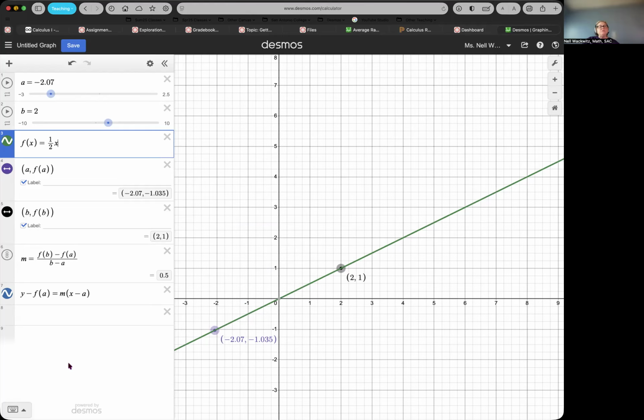But what happens when the function that we have is a straight line? I want you to notice something. When I tap into the pane for f of x equals 1/2 x, I see a green line. When I go down to y minus f of a equals m times x minus a, I get that dark blue line, but it's the same line. And if we let a vary, the average rate of change between 2 points on a straight line is exactly the slope of the line.